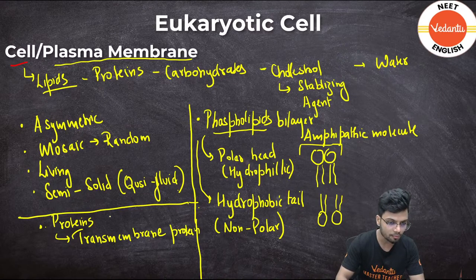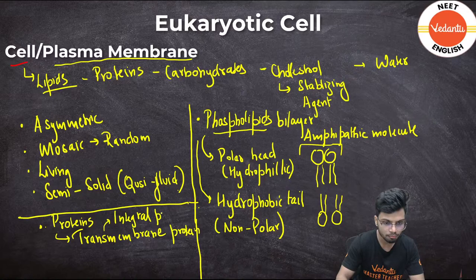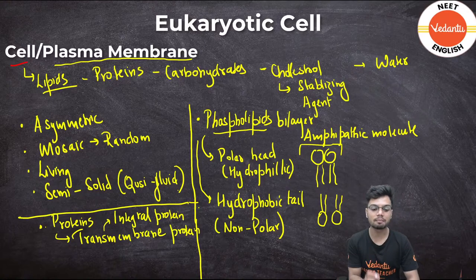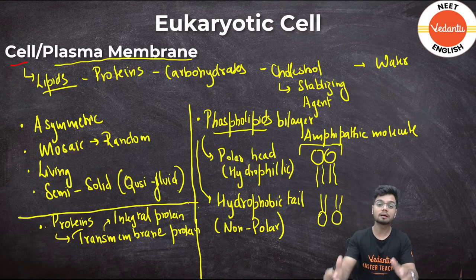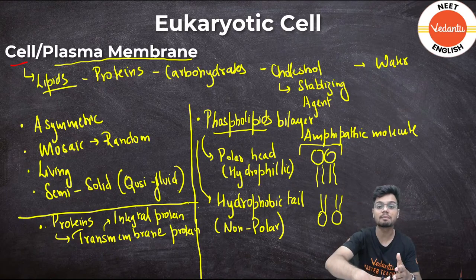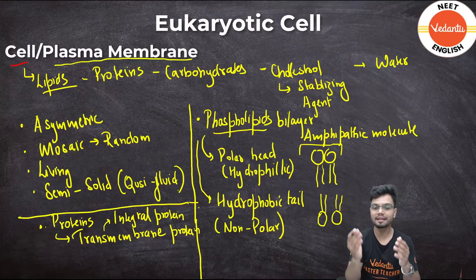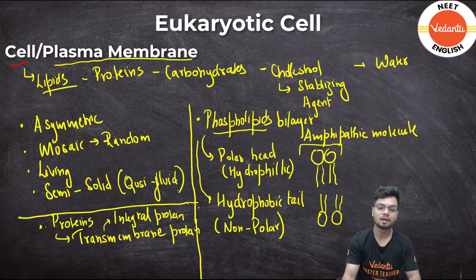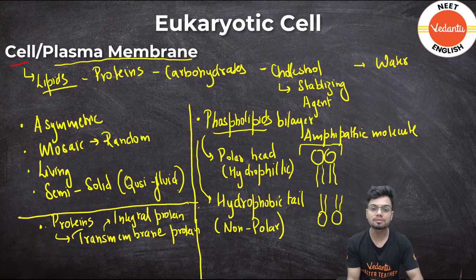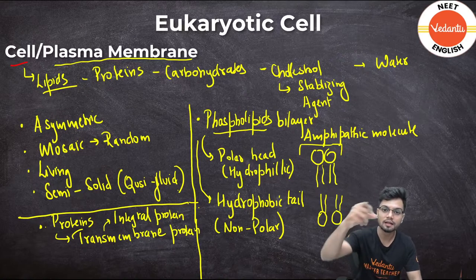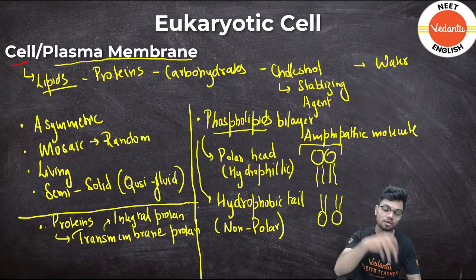When I say transmembrane protein, they're also called integral proteins. Now, this transmembrane or integral protein can be completely inside the plasma membrane, or their head can be just coming outside the plasma membrane. This classification, completely inside or completely outside, is based on whether you can extract it, whether you can pull it out.